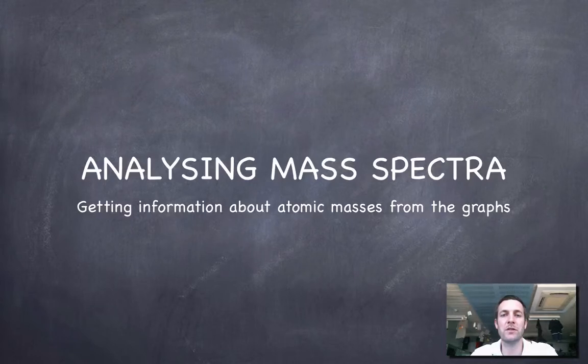Hello and welcome to this film, which is all about analysing mass spectra. It's the third in a series of films about atomic structure in the standard level IB course, and hopefully you've seen the second one, which is all about how a mass spectrometer works before you watch this. If you haven't, it's not the end of the world, but it will give you a bit more information about how we're getting the graphs that we're going to look at here.